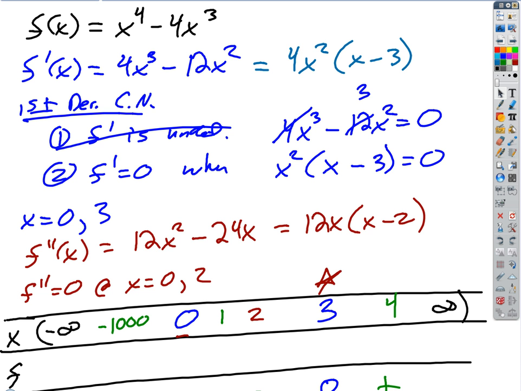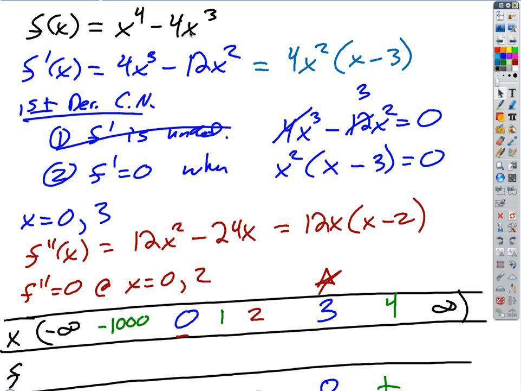Okay, so let's take a second and review what we had just started yesterday. We didn't quite get through this. We were looking at a polynomial, f of x equals x to the fourth minus 4x cubed.